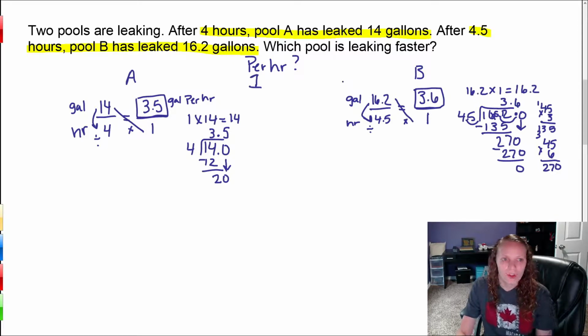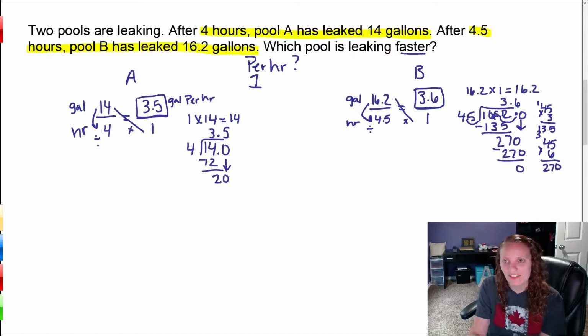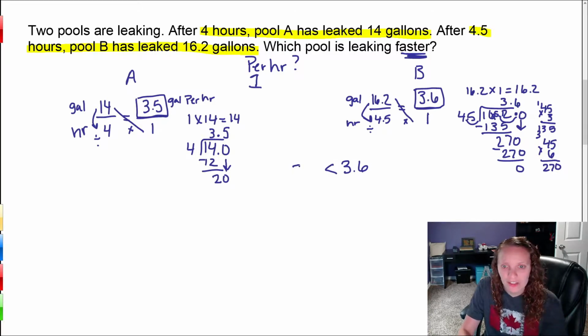And then pool A was 3.5 gallons per hour. Which pool is leaking faster? That means the pool that is leaking the most gallons per hour, and that would be pool B. 3.6 is greater or faster than 3.5. So pool B is faster than pool A.